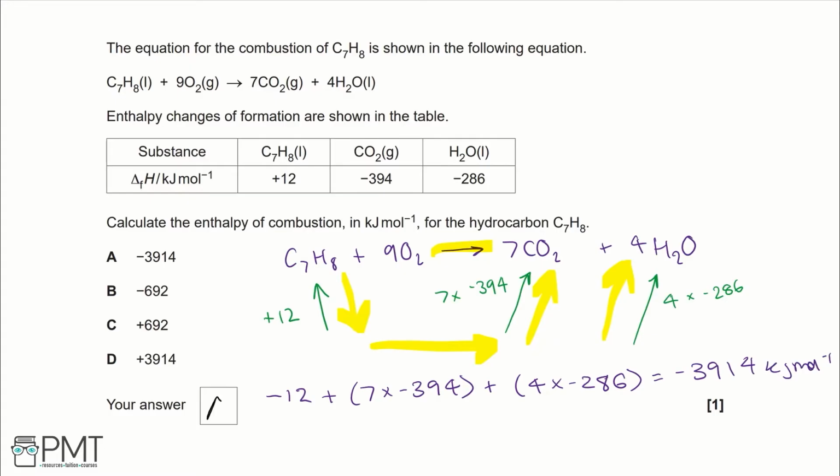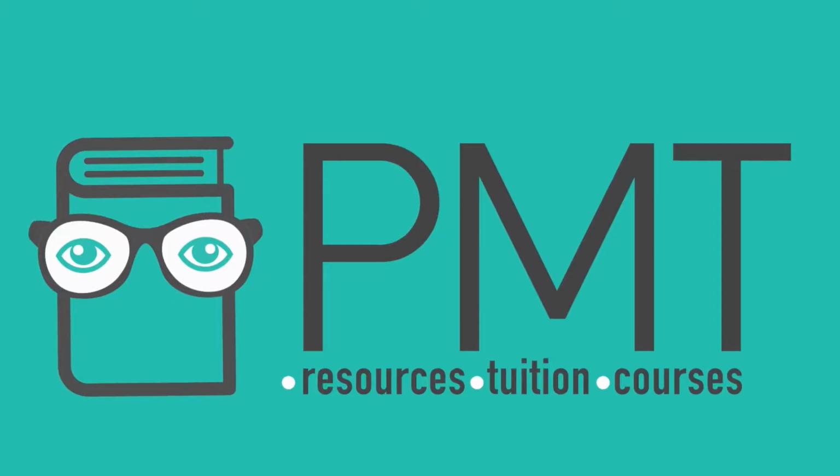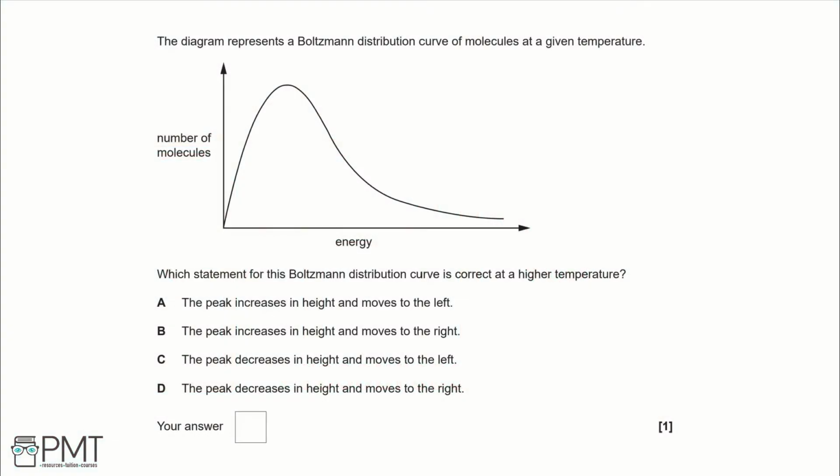We also know our answer is going to be negative, because it's combustion, which is an exothermic reaction, which means our enthalpy change for reaction will be negative if it's exothermic. To get the mark for this question, you must write A in the answer box provided. The diagram represents a Boltzmann distribution curve of molecules at a given temperature.